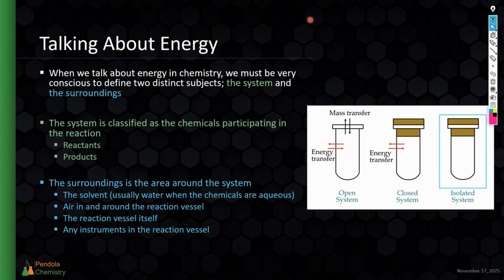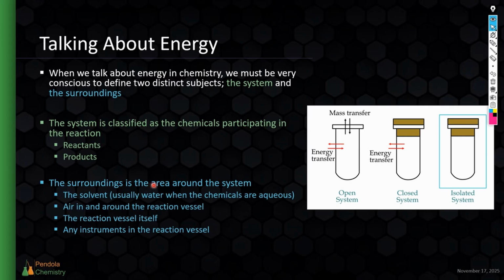And that's because we can think of chemistry or energy as happening with 2 different things: the system and the surroundings. The system is classified as the chemicals participating in the reaction, mainly the reactants. Sometimes it might include the products if it's an equilibrium reaction, which we'll talk about later, but it's usually mainly the reactants. So the system is the thing that we are studying, the thing that we care about. The surroundings, on the other hand, is everything around that.